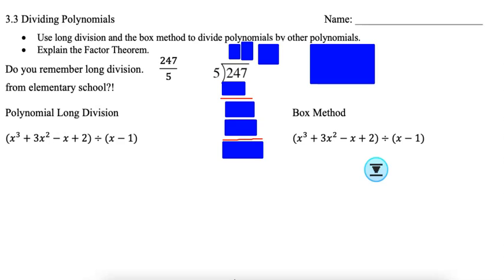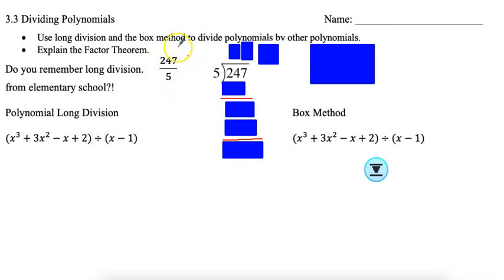All right, today we're going to learn how to divide polynomials, lesson 3.3. And so we're going to talk about long division. Do you remember it from elementary school? There's a reason they taught you how to do this. It's to help you in high school.